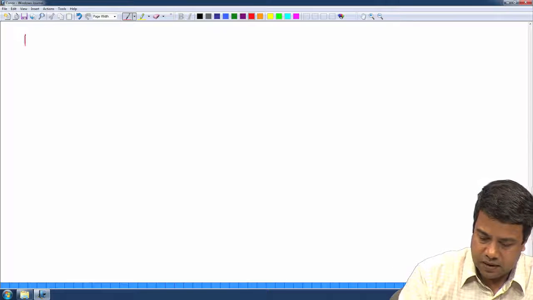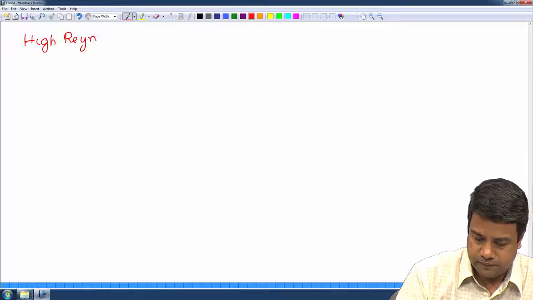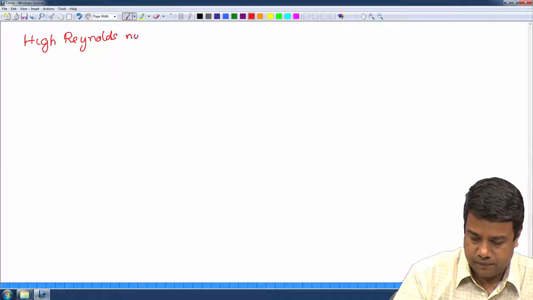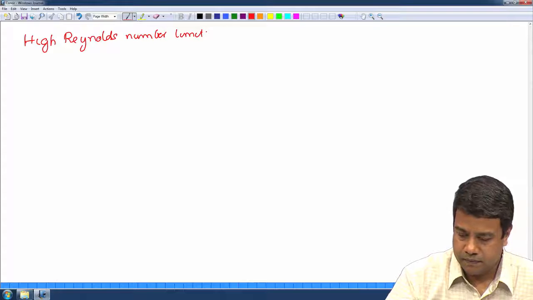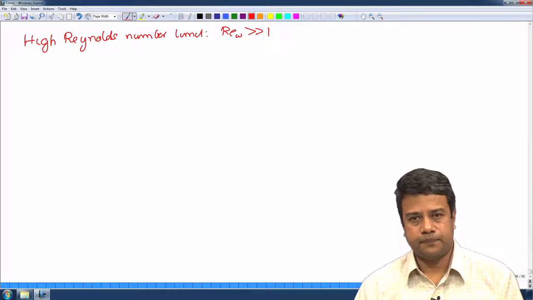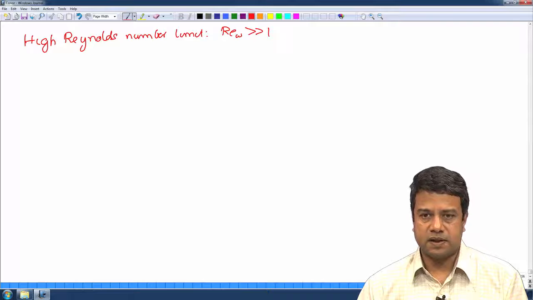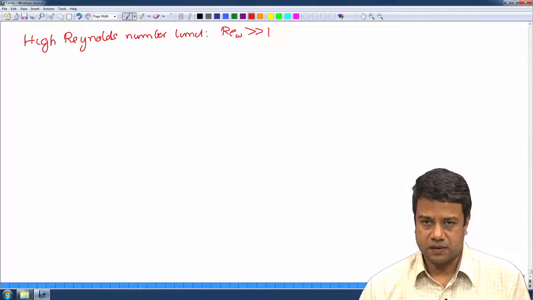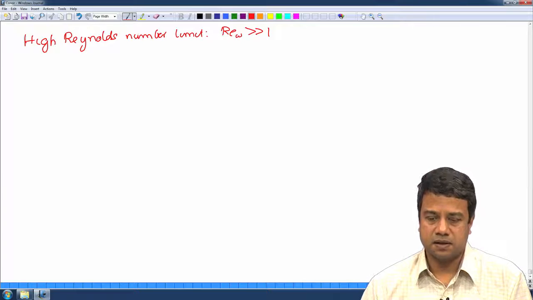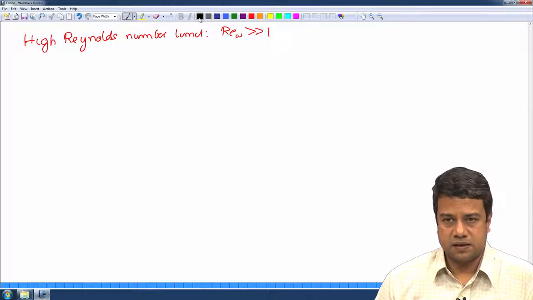Let us go to the high Reynolds number limit. In this particular case, if you recall previously, we had scaled the velocity by the viscous scales. At high Reynolds number, since inertia is dominant compared to viscosity, we have to scale the velocity by the inertial scales.